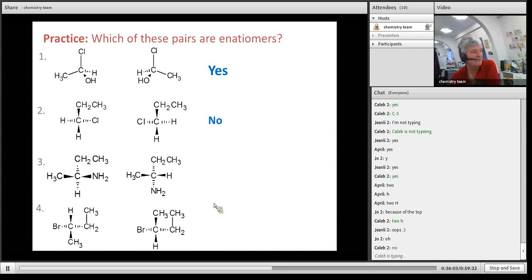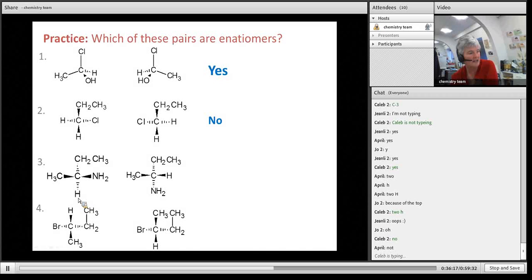So what have we done here? Those are the same. No, they're not the same. So what have we done? We've swapped a pair there. So we've just swapped one pair. We've swapped the nitrogen with the hydrogen. So we've swapped one pair, so those should be a pair of enantiomers.